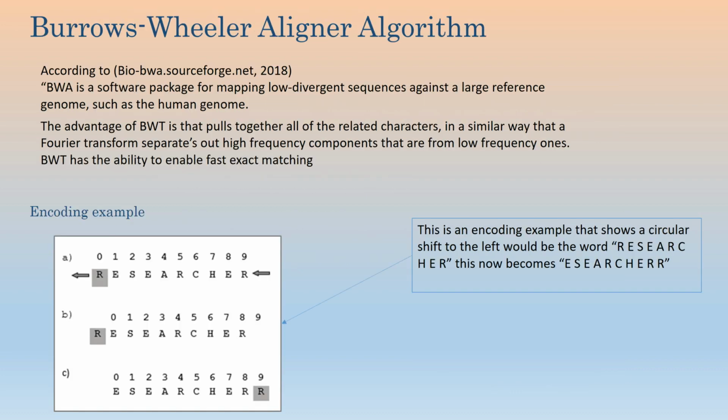The Burrows-Wheeler alignment algorithm. According to the BioBWA SourceForge.net 2018, BWA is a software package for mapping low divergent sequences against a large reference genome such as the human genome. This shows an encoding example which is produced by me, the researcher.